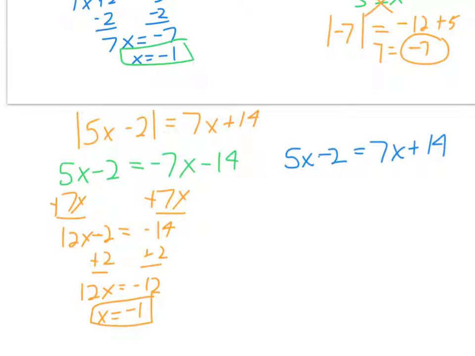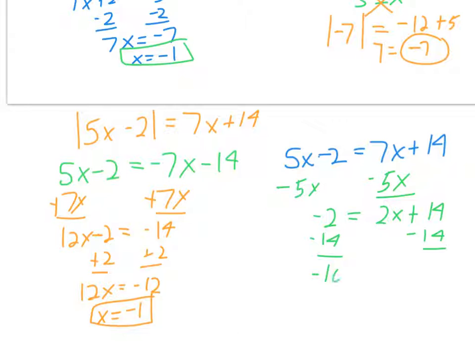Let's see, if we look at the 5x minus 2 equals the 7x plus 14, this time I would choose to subtract the 5x. Again, I like to keep that variable positive if possible. So we get negative 2 equals 2x plus 14. Subtract the 14 then. So negative 16 equals 2x. Divide by 2, and we get x equals negative 8. Now again, I mentioned earlier that if x was less than negative 2, then the 7x plus 14 would be negative.